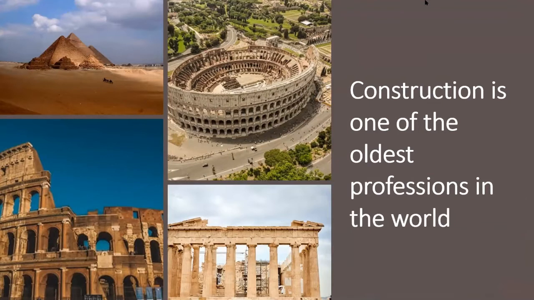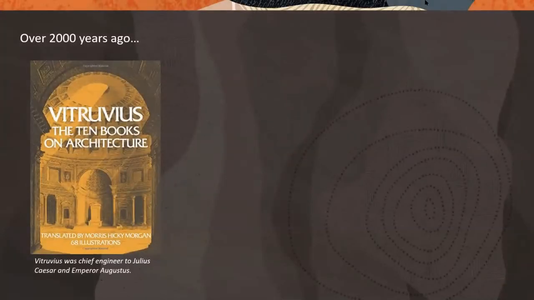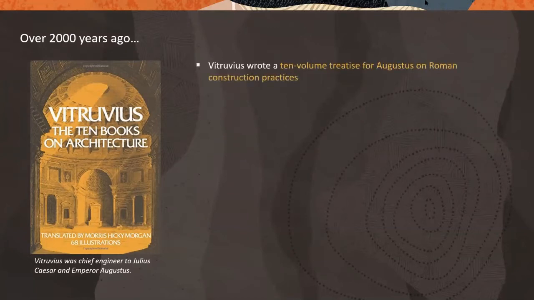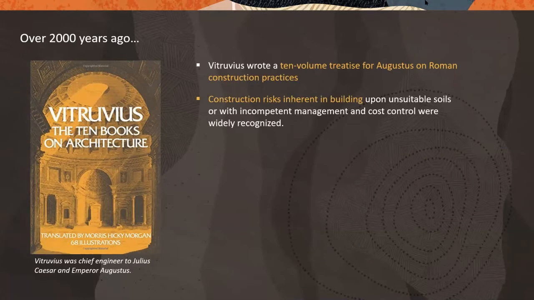And what's really interesting is that 2000 years ago, Julius Caesar had Vitruvius, who was called the chief engineer of the world, that wrote a 10-volume treatise on Roman construction practices. They talked about construction risks, which inherently exist in the process, which is something that we did in our poll just at the start of the session. They talked about this 2000 years ago.